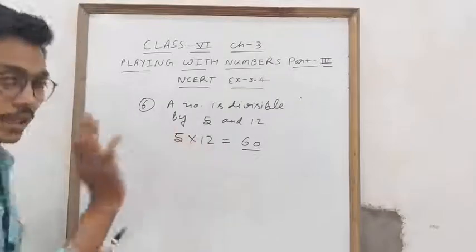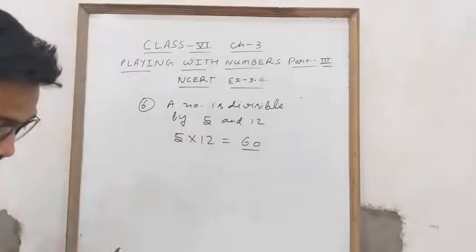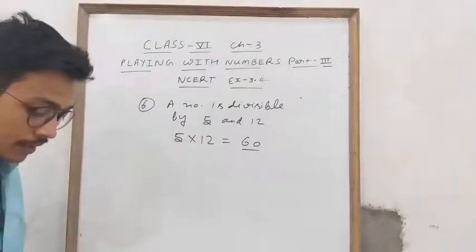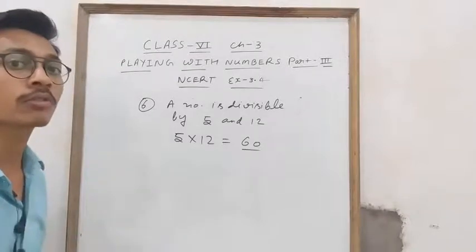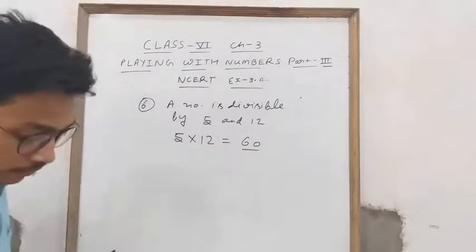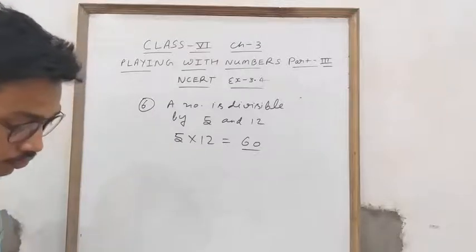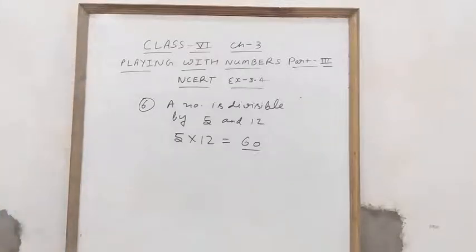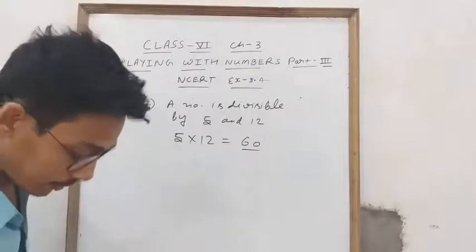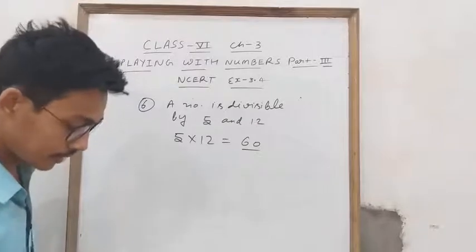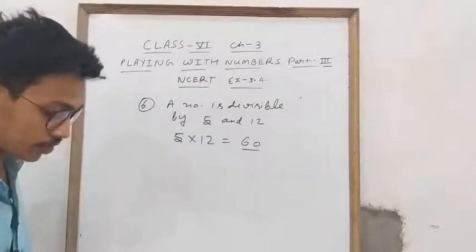Now the next question: a number is divisible by 12, by what other number is it divisible? If a number is divisible by 12, it is also divisible by its factors. You will find out the factors, then you will do this question. Clear student? Okay.